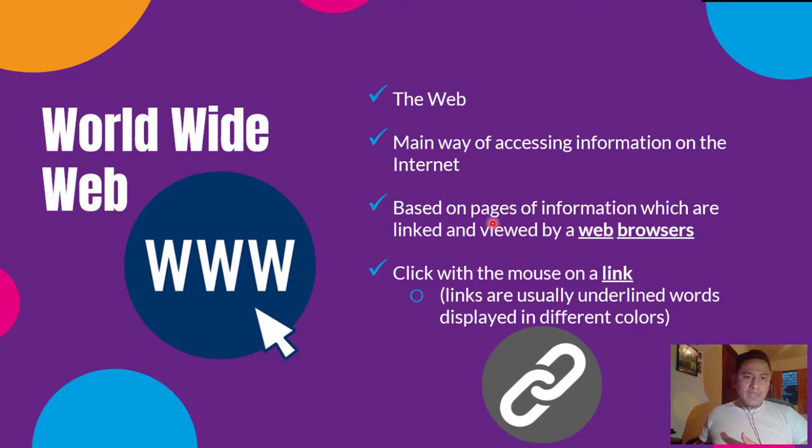So we can view web pages, these pages of information on the internet, with the use of something called a web browser. Whenever we access a page on the World Wide Web, we sometimes encounter links, which we click with the mouse. These links are usually underlined words displayed in different colors. Whenever we click on these underlined words, it takes us to a certain page that has information on the internet using web browsers.